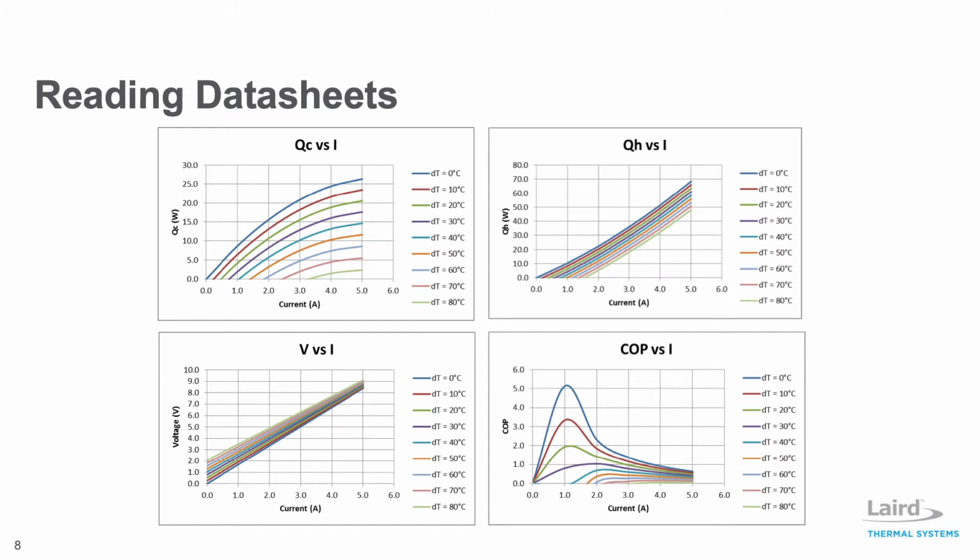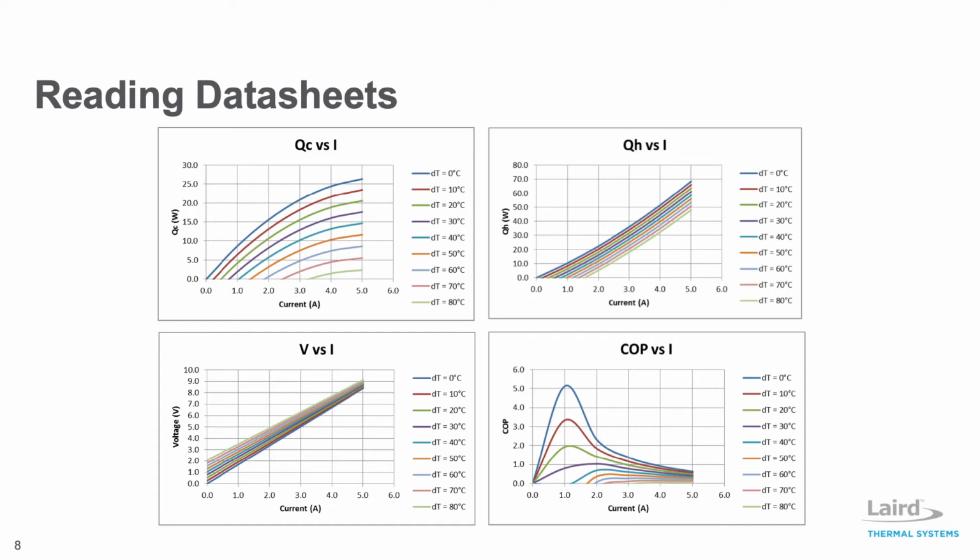The top left chart compares the heat pumped from the cold side of the thermoelectric cooler, expressed as QC in watts. The heat requirement can be found on the left y-axis. Follow a curve to your required delta T. This will intersect with the current x-axis you need to apply to achieve the desired delta T.